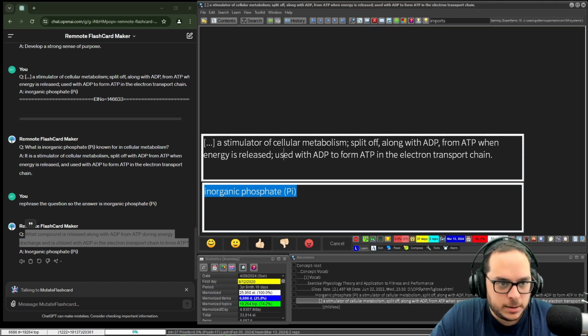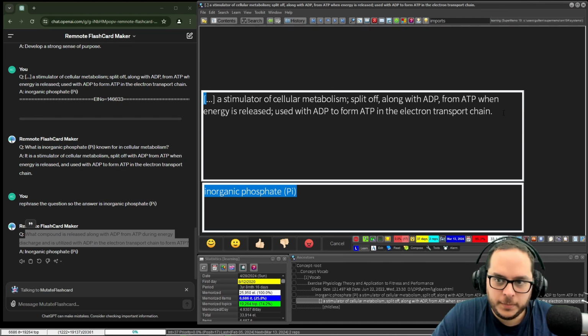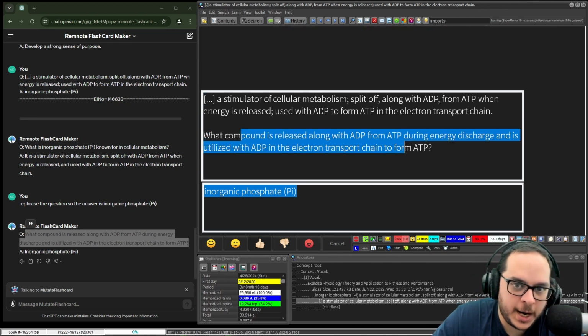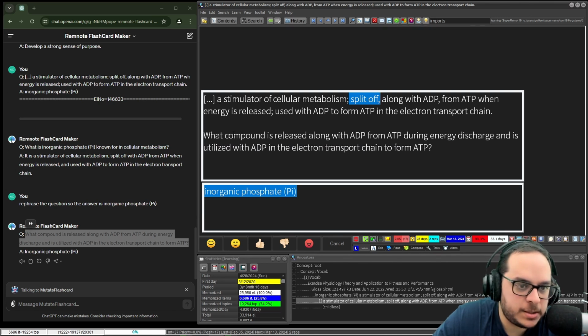And let's see, I will modify this for now. So I have one back to back. This is more natural language. I don't have the split off or simulator. Yep, I'm just saying compound. I don't have to say chemical compound, it's embedded in the question.